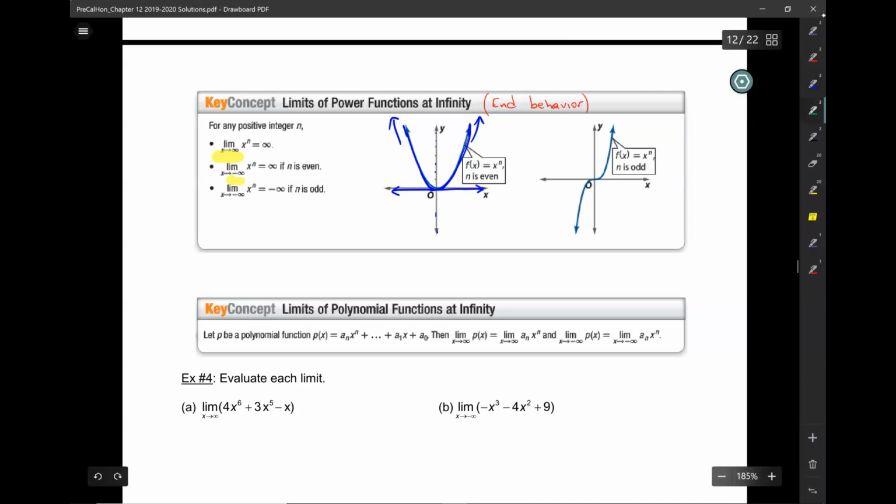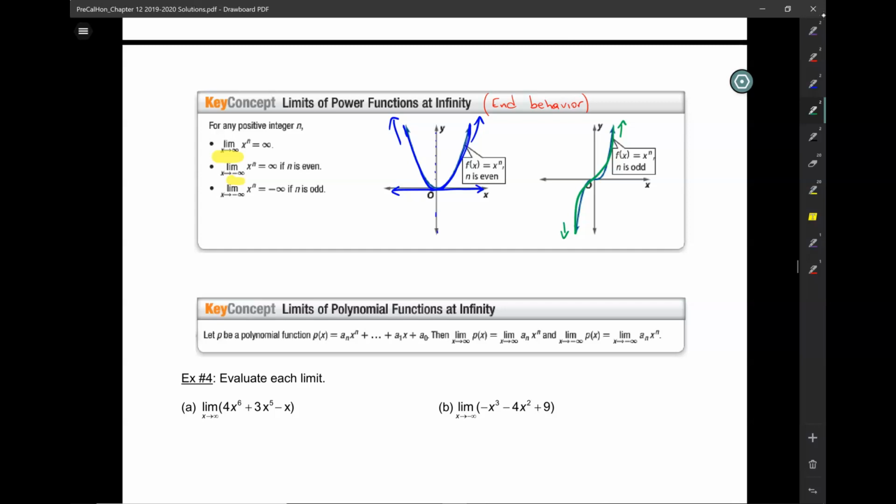Okay, here I have an odd function. And what's the characteristic of an odd function? That one end goes to positive infinity, while the other end will go to negative infinity. Okay? All right, so that's one thing over there.